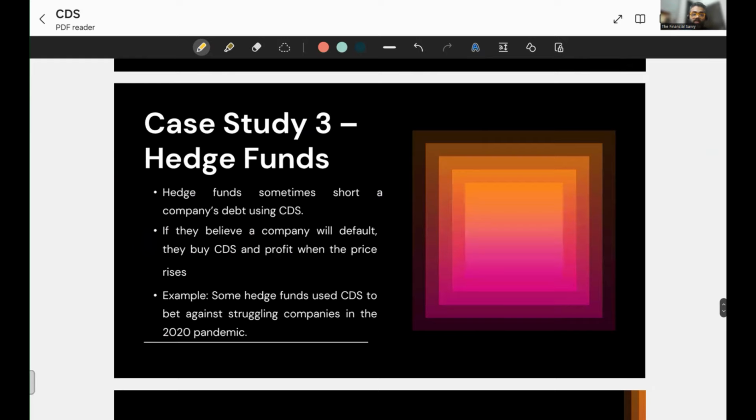Now, the third case study, I'll explain about hedge funds, because hedge funds also use CDS a lot of times, and they usually use CDS for the purpose of speculation, right? Not for investing, or for taking insurance against lending money to borrowers. The whole purpose of hedge funds is to trade CDS to make a profit out of it. So in short, speculation. They usually short debt using CDS, right?